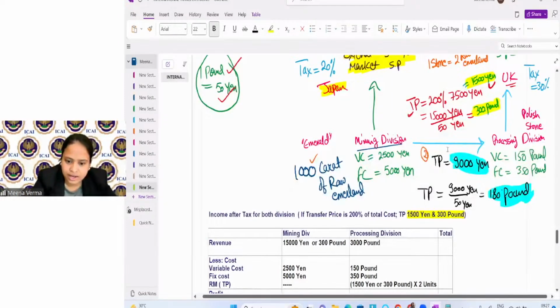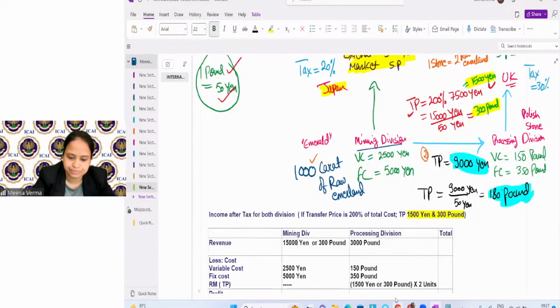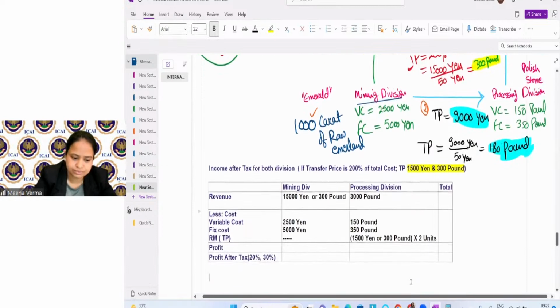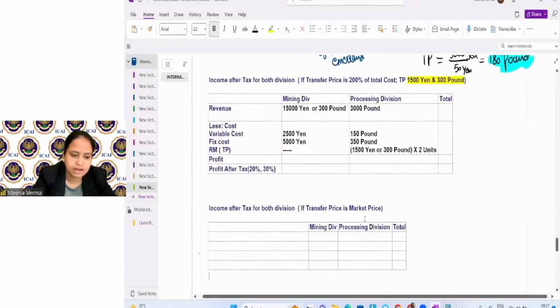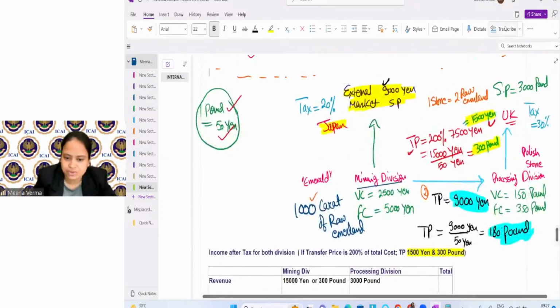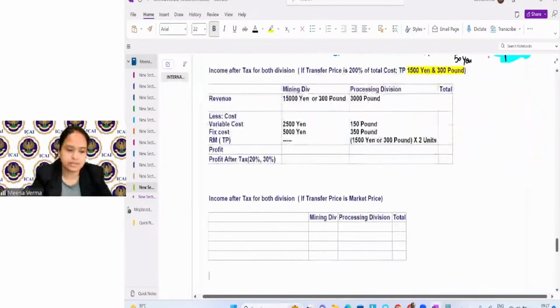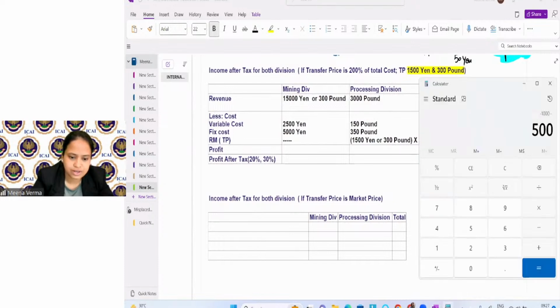15,000 yen and 300 pound. Okay. You're not even correcting me, huh? So 15,000, we have decided the transfer price will be 15,000, right? You can see here it was 15,000 or 300. Okay. Let's consider the value. So find the profit considering these values.